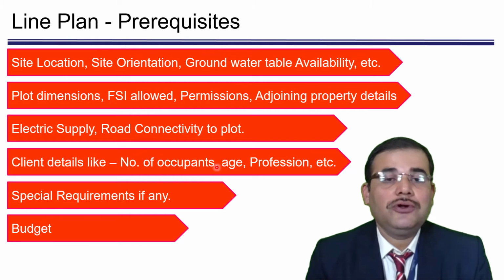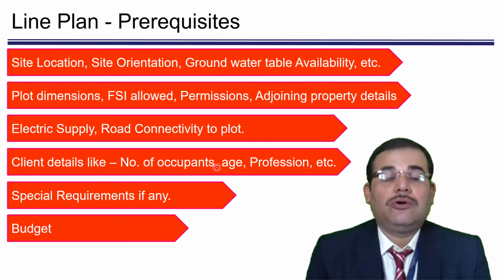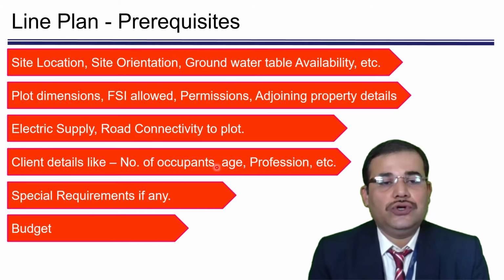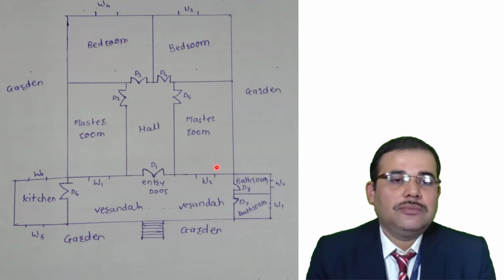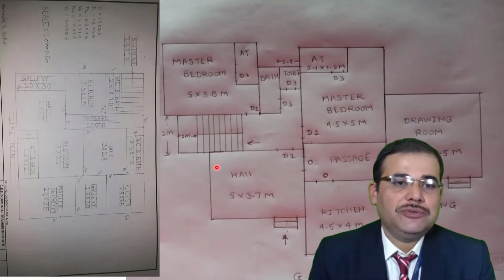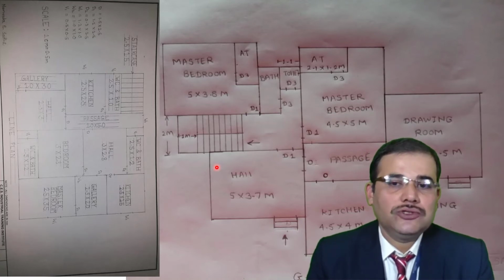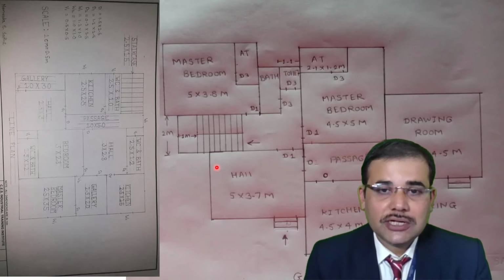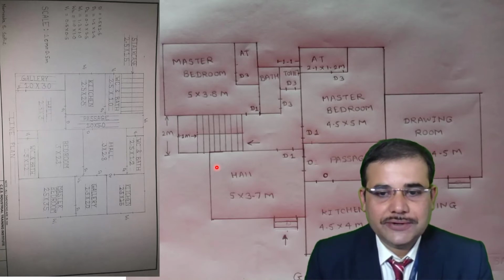And the last and very important parameter is the budget. You must know the budget of the client, and how much investment the client is ready for this project. These are some sample line plans of a residential bungalow. You may observe that no wall thickness is provided, only internal dimensions. Here you may also find the location of doors and windows, room labels and room dimensions, but no wall thickness.